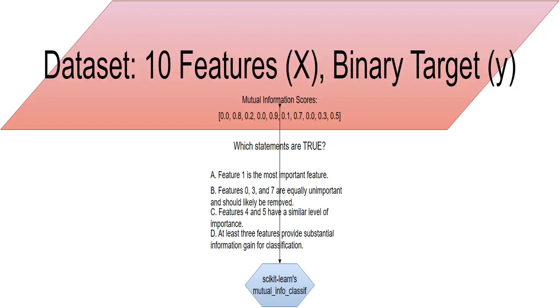I have 10 different features, X, to consider, and I'm trying to predict a binary outcome, Y. Meaning the target can be only one of two things, like 0 or 1, true or false, etc. That's my goal: correctly predict that Y.